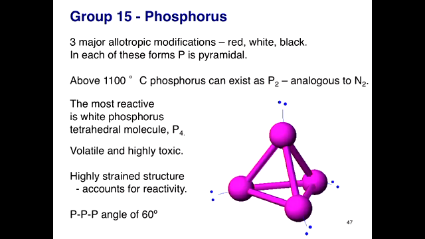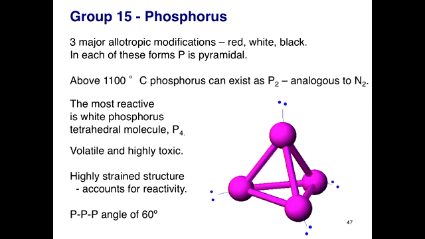Okay, if we thought about this phosphorus atom from a VSEPR point of view, we've got 1, 2, 3 bonds and a lone pair. That should be a tetrahedral centre. But because of the geometric constraints of the molecule, that P angle here is actually 60 degrees, not 109.5. So as a consequence, this is a highly strained molecule.